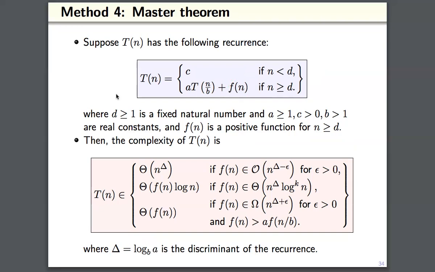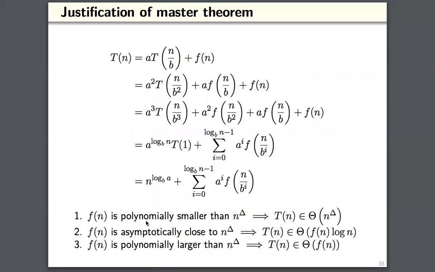Then we have 3 cases. Let me show this slide. F of n is polynomially smaller than n power delta. You know what smaller is, right? It's asymptotically smaller. What is the difference between asymptotically smaller and polynomially smaller? Polynomially smaller is one type of asymptotically smaller. It is asymptotically smaller by a polynomial function. So f of n is definitely asymptotically smaller than n power delta, but not by something like log. It has to be smaller by a polynomial function, maybe n power epsilon, for some epsilon greater than 0.